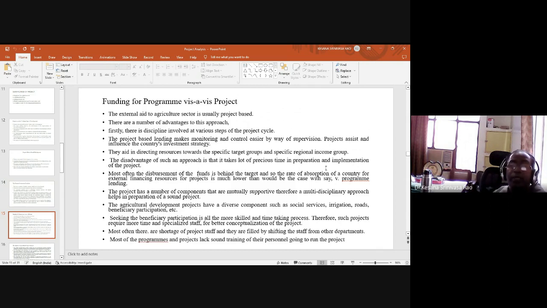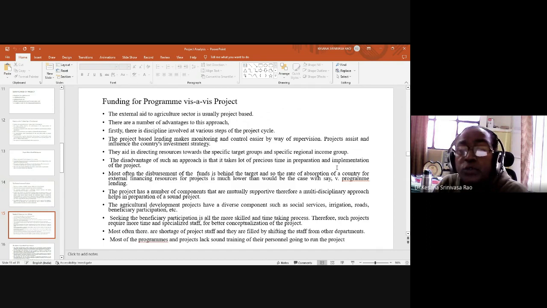The external aid to the agriculture sector is usually project based. Okay, so for example, from the financing point of view, external aid to the agriculture sector is usually project based. Okay, there are a number of advantages to this approach. What are the advantages? Firstly, there is discipline involved at various steps of the project cycle. Okay, what are the discipline processes involved? You have to see that project-based lending makes monitoring and control easier by way of supervision.